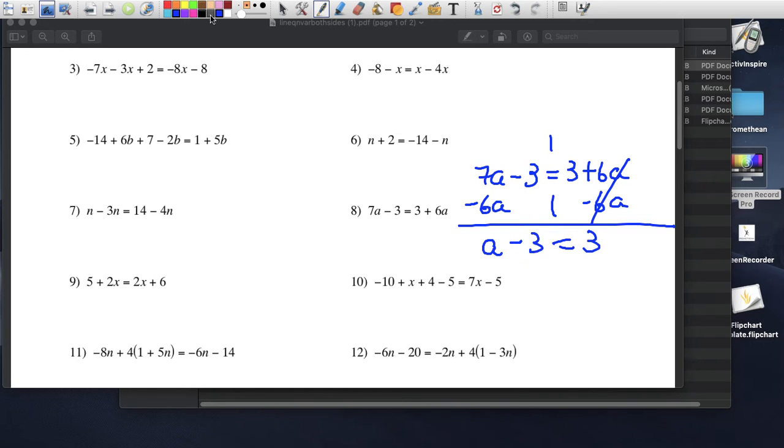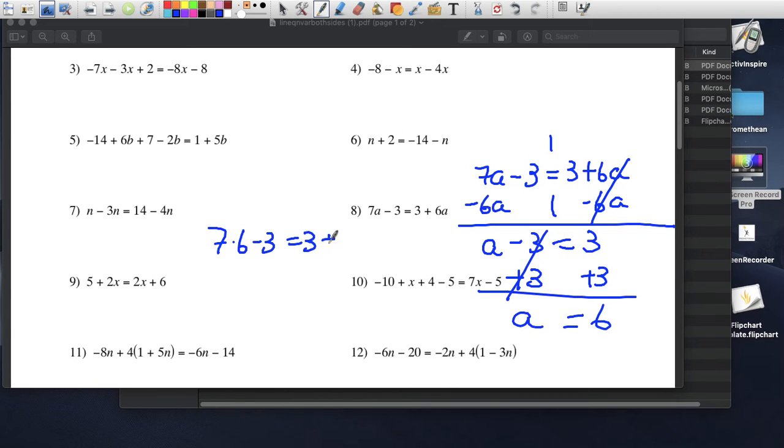This one is very easy because this is actually a one-step equation. So we do plus 3 on both sides. These two go out and a equals 6. Let's see what the substitution looks like. We get 7 times 6 minus 3 equals 3 plus 6 times 6. 7 times 6 is 42, minus 3 is 39. And on this side, 3 plus 6 times 6 is 36, which is 39. So we know both sides are equal.